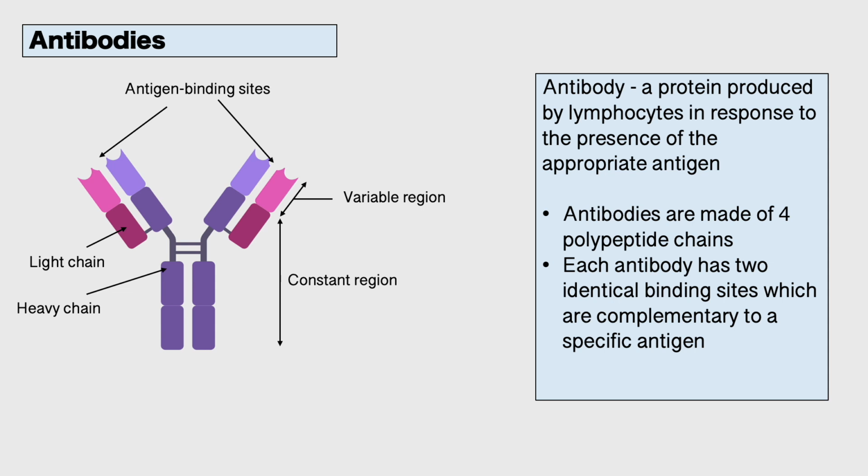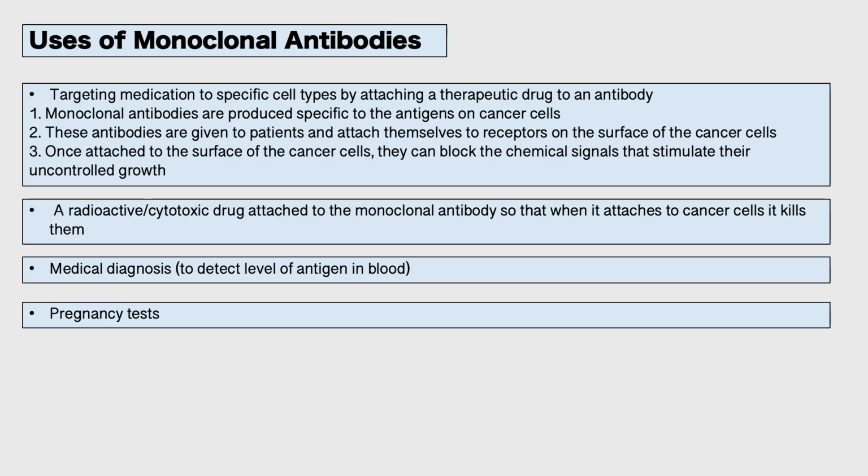Monoclonal antibodies are antibodies produced by a single clone of cells. One of the main uses of monoclonal antibodies is targeting medication to specific cell types by attaching a drug to an antibody. So the antibody travels through the blood and binds to the antigen on the target cell, bringing the drug with it.